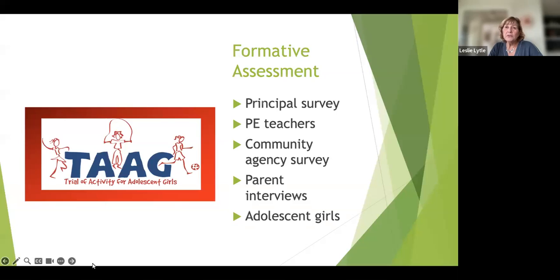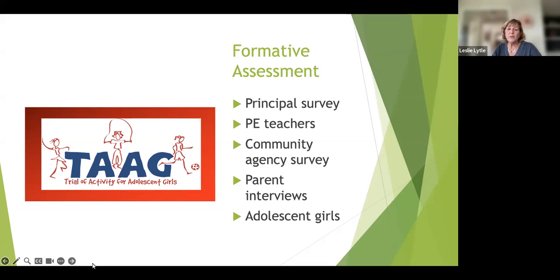We did a survey with principals where we learned about their requirements for PE and health education. We learned about the availability of physical space for PE or physical activity programs in their school. We interviewed PE teachers to understand their teaching methods and what they perceived as barriers to getting adolescent kids to be physically active in PE class. We did surveys with community agencies to understand what kind of programming they were offering teens in the community, and also what they saw as the benefits and barriers of increasing their programming for kids. We interviewed parents to get their perceptions about their kids' activity level.